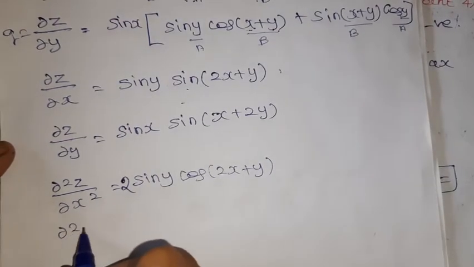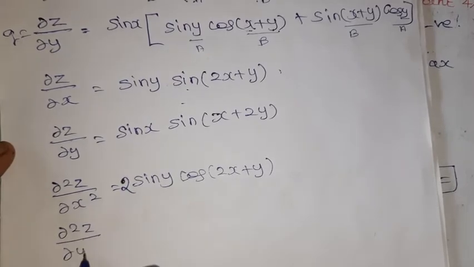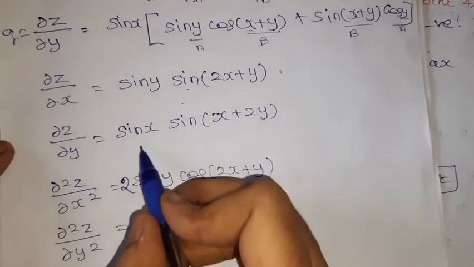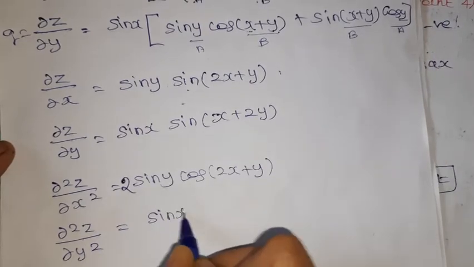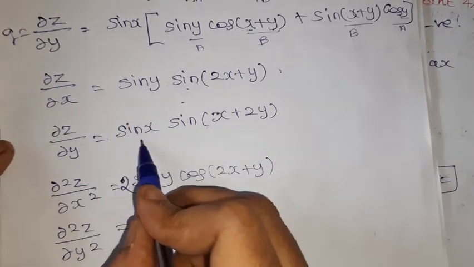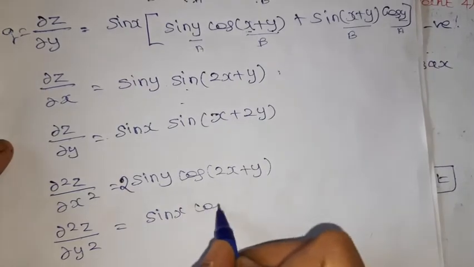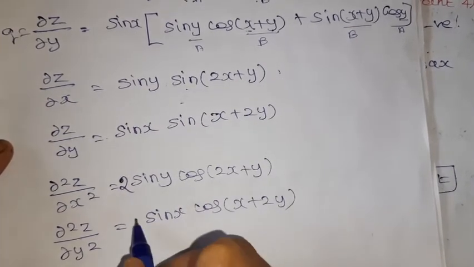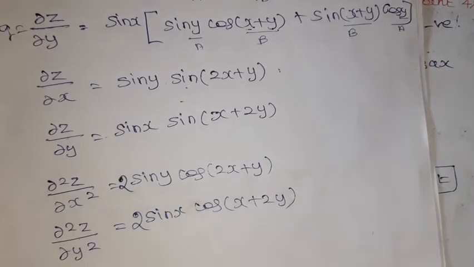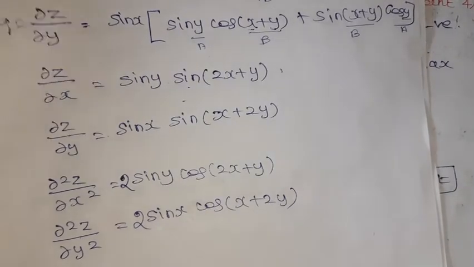Then dou squared z by dou y squared. What will we get? This term sin x, let it be, it is a function of x. Then cos of this function x plus 2y, into 2 from differentiating 2y, so 2 into this. So dou squared z by dou y squared we can also find out.